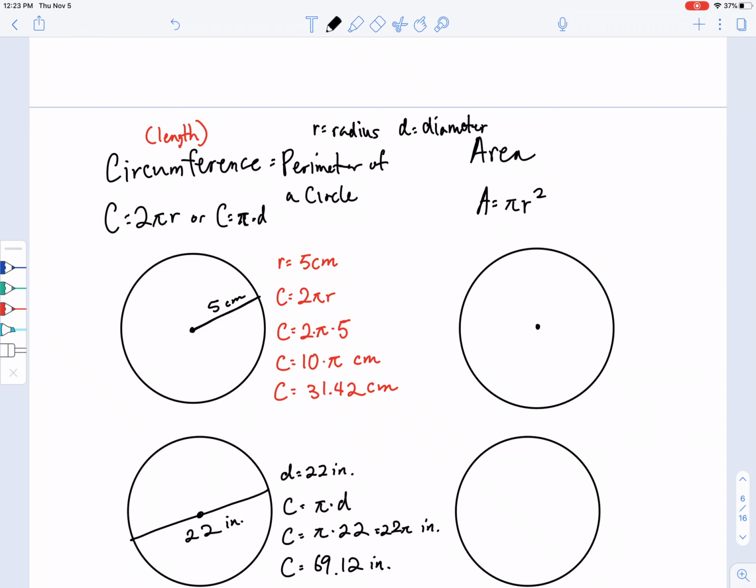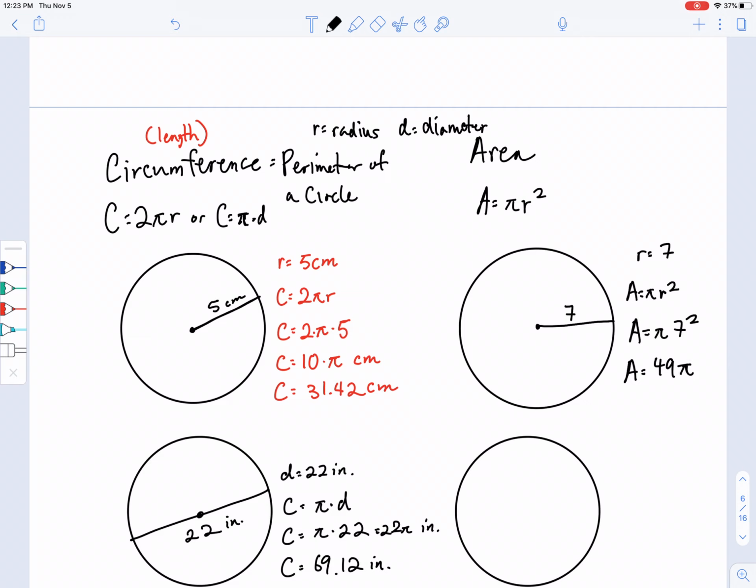So if I have, let's say for example, a radius of 7 units, that's all I really need. I can see that the radius here is 7. I have my area formula as pi r squared. So we'll plug 7 into the radius. A equals pi times 7 squared. If I simplify, I get A equals 49 pi.